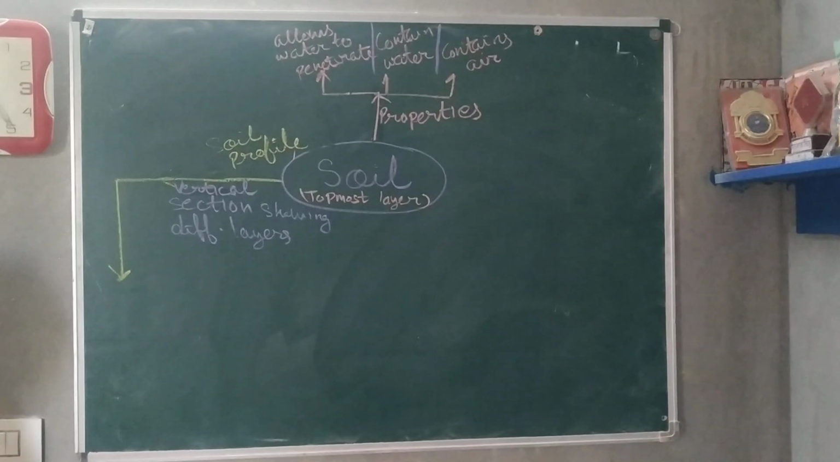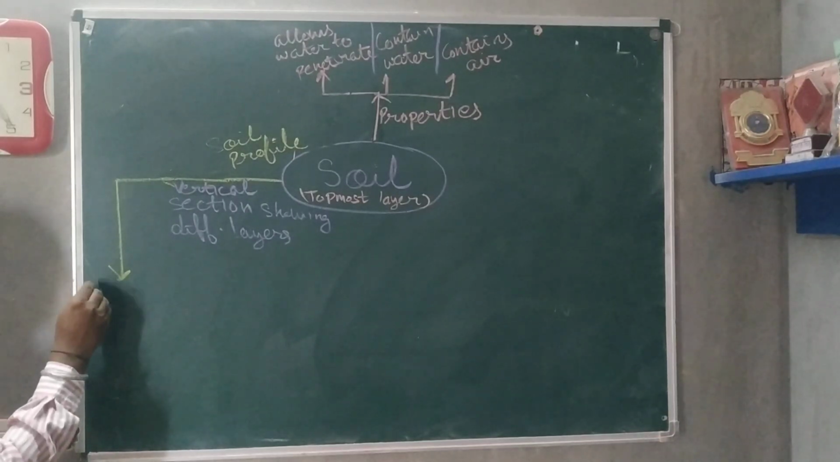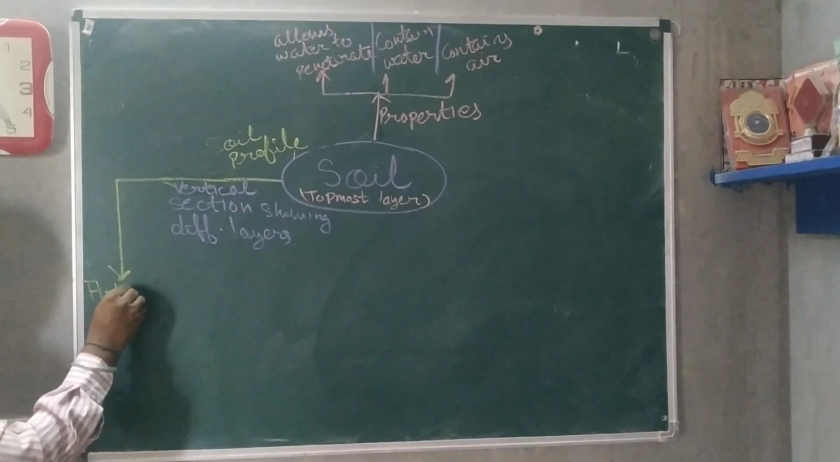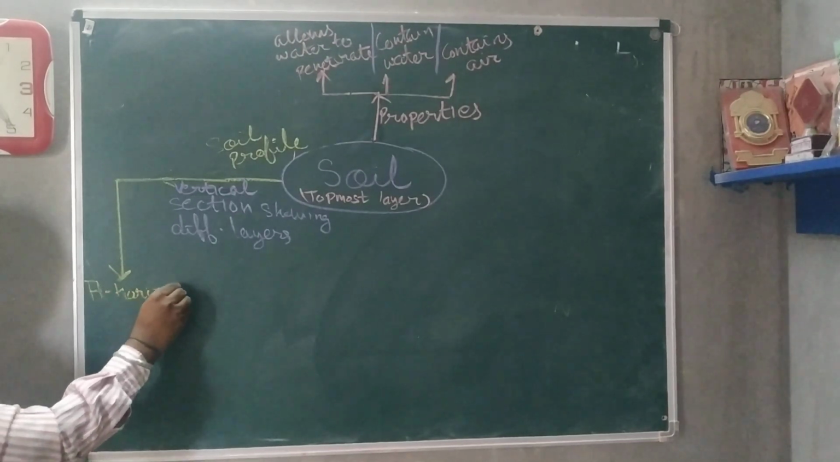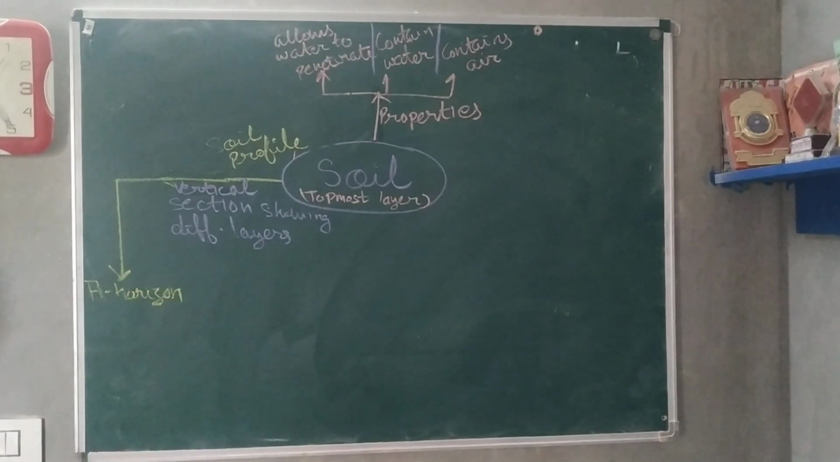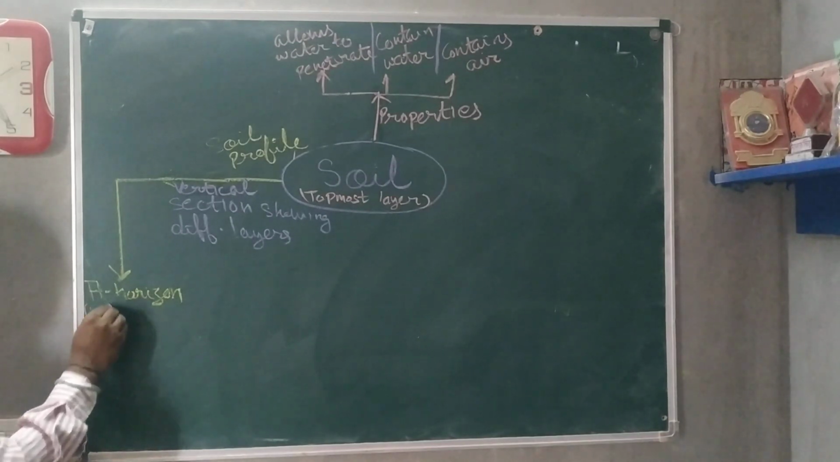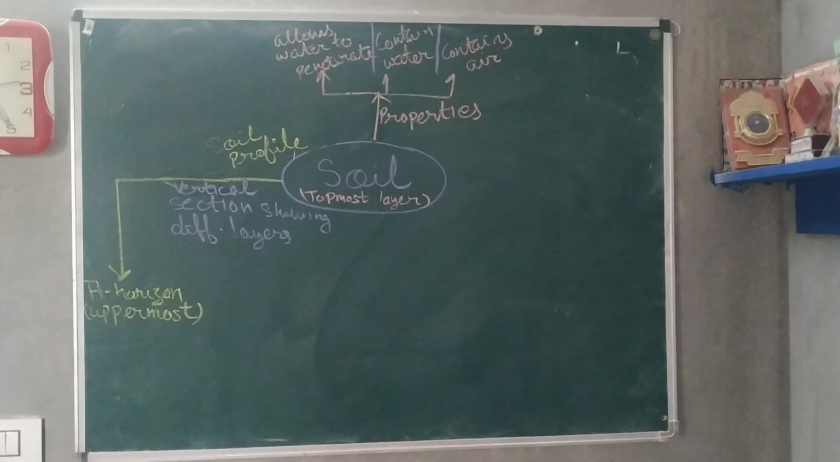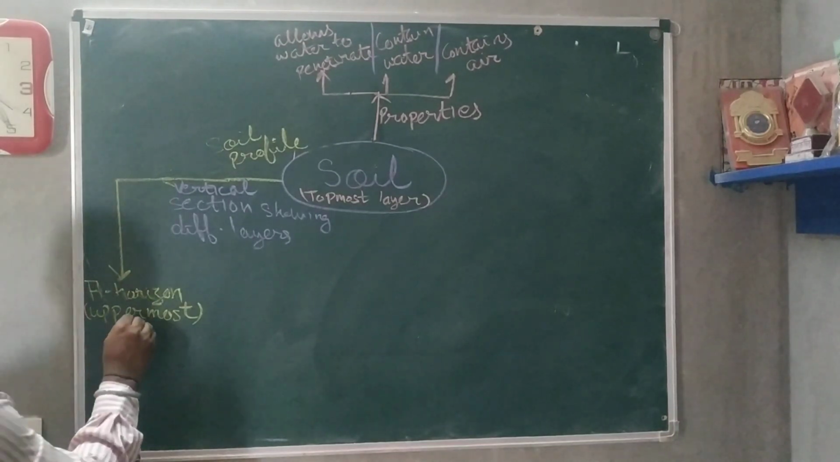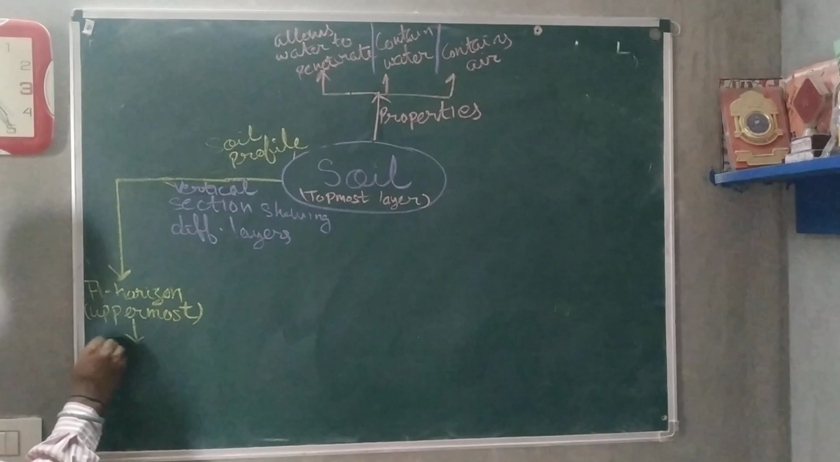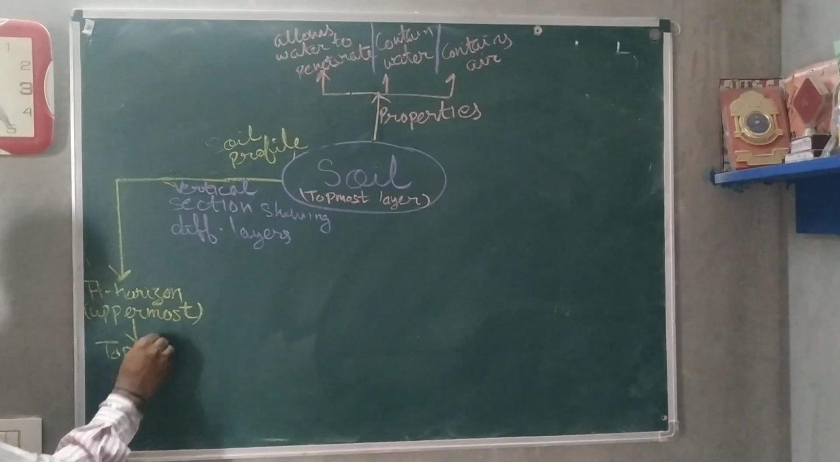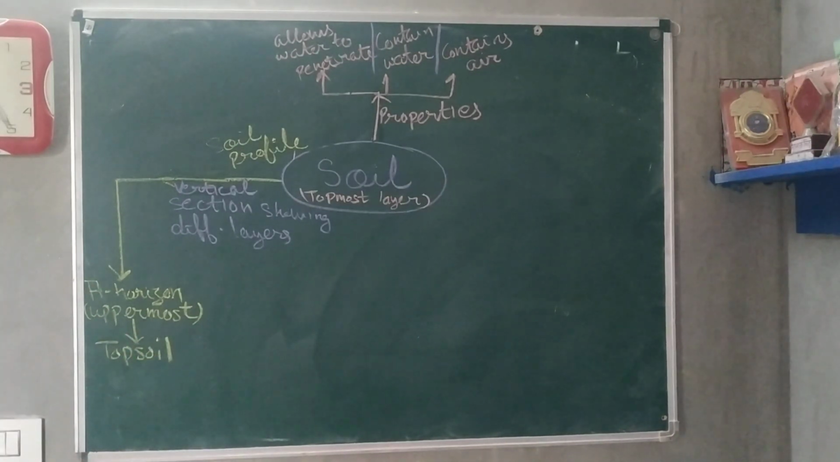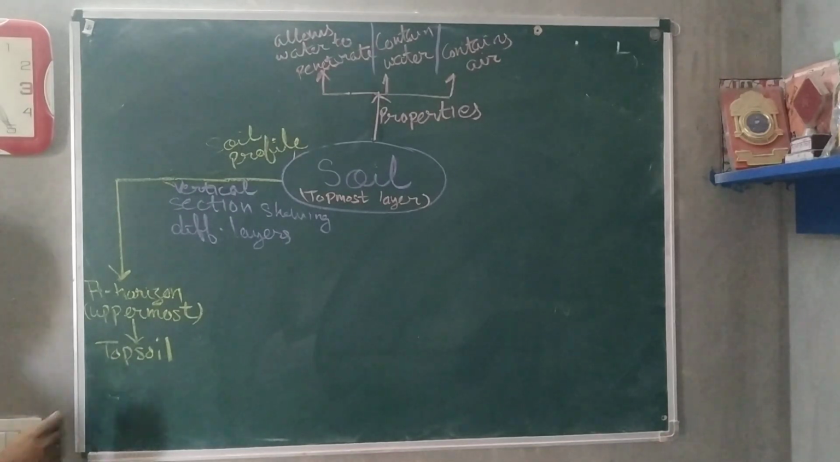First one. So the first one is A horizon. A horizon, we know, is the uppermost layer of the soil. Or you can also say topsoil. A horizon can also be called topsoil. So what are the characteristics of this topsoil?